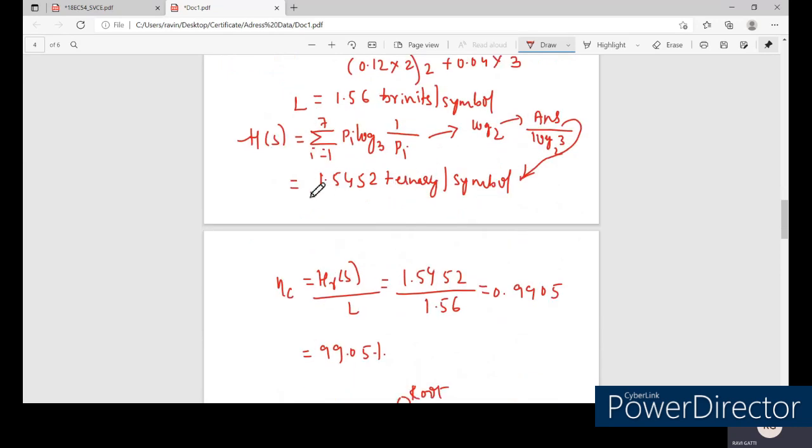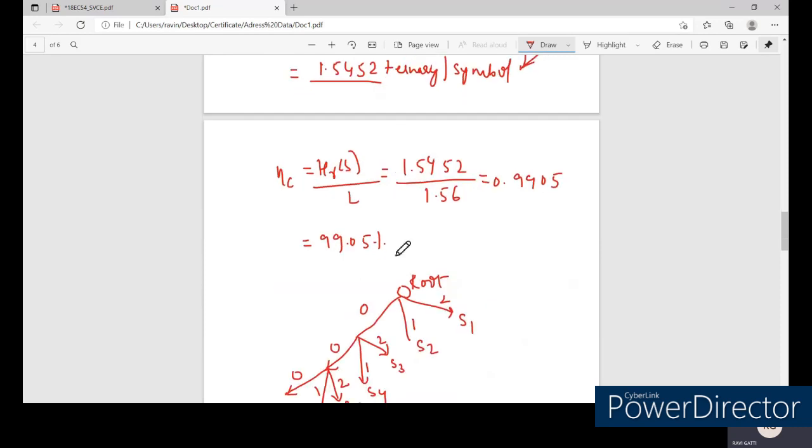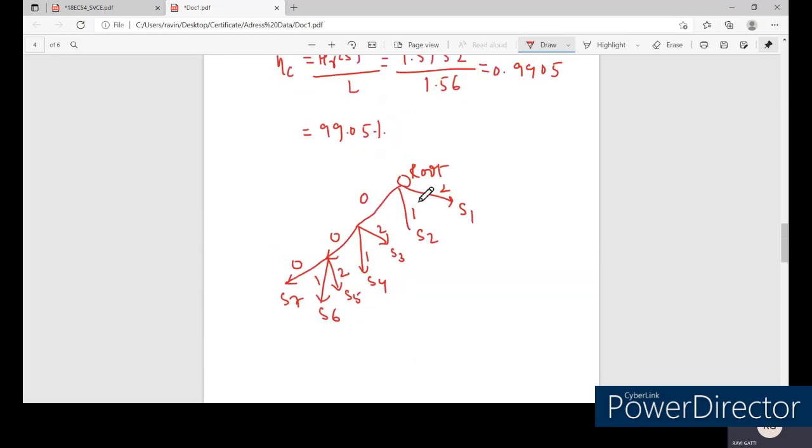So you get H of S equal to this answer, and efficiency is H_r of S divided by L. If you do that, you will be getting 99.05. And from the root tree, if you travel along the branches, you will be getting the code vectors. This we call the code tree of the given source symbols. Thank you.